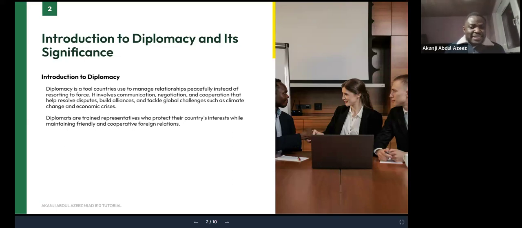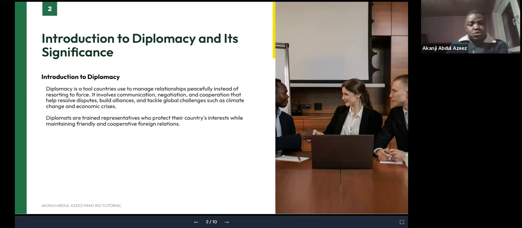Their role is to protect their country's interest. A diplomat is sent to a country to protect the interest of their own country, that is, the national interest of the country that sent them. In essence, this is just the tip of the iceberg of what we did in our first module.